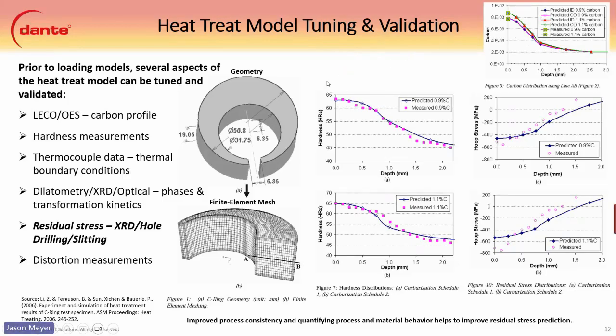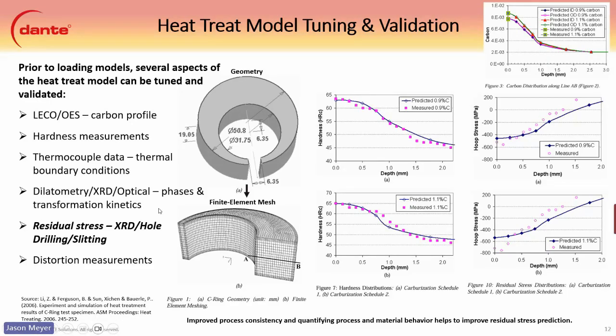Hardness measurements are pretty straightforward. There are all sorts of hardness measurement machines that can be used. DANTE uses Vickers and HRC mainly for the two main hardness measurements. Thermocouple data is really invaluable because it really helps you with the thermal boundary conditions during heat treatment. So the heat up in the furnace, the quenching rate, characterizing all that is really useful for heat treatment models. And really those are probably one of the most important aspects of capturing the distortion.